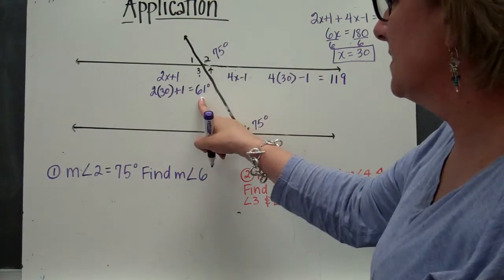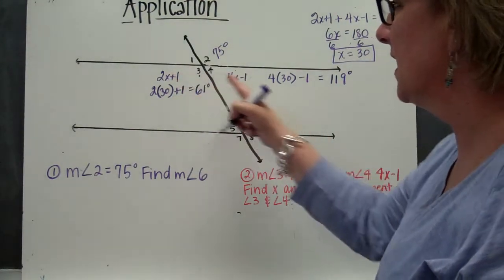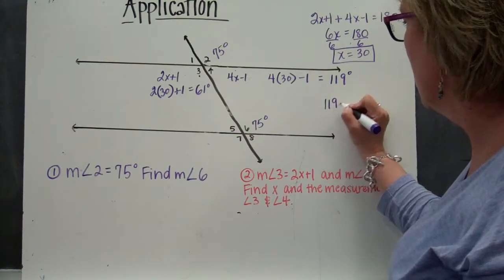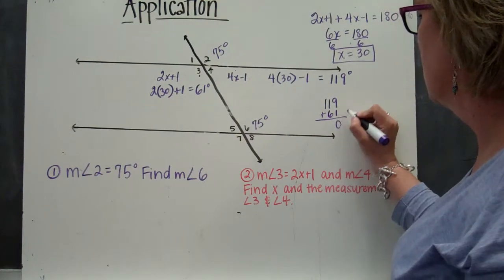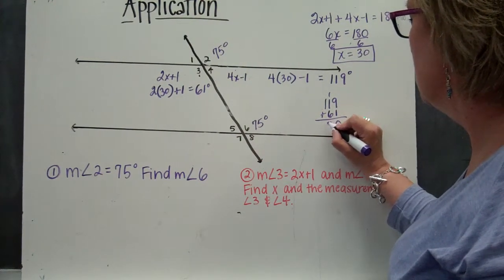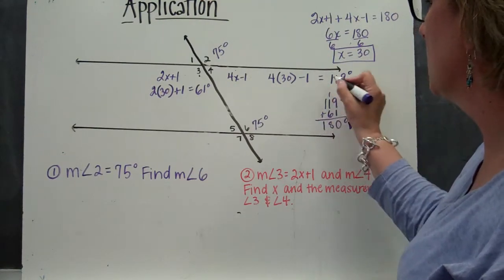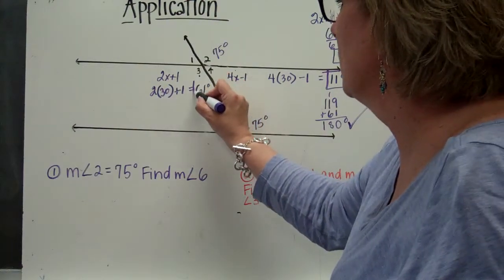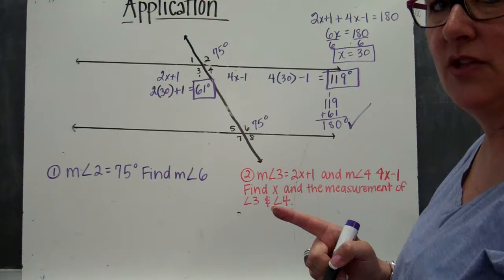When I add 61 to 119, I should get 180 degrees. So let's add that together. 119 plus 61 is going to be 180 degrees. So it checks, so therefore angle 4 is 119, angle 3 is 61, and I already know that my x value is 30.